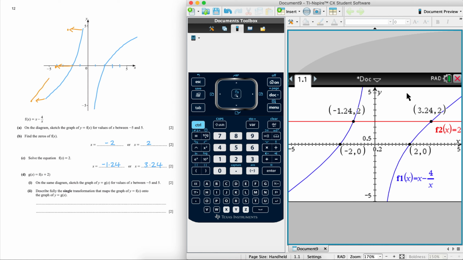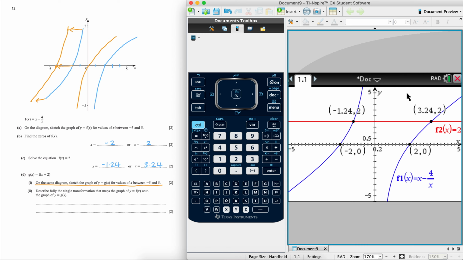Okay, so we end up with something that looks a little bit like this, and then the same again on this graph. Everything should be moving across by 2. Okay, so that one I've done in orange.